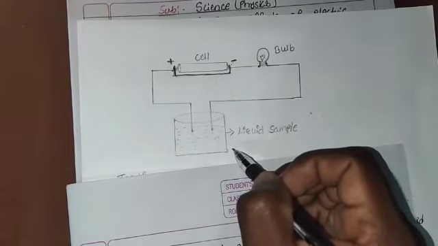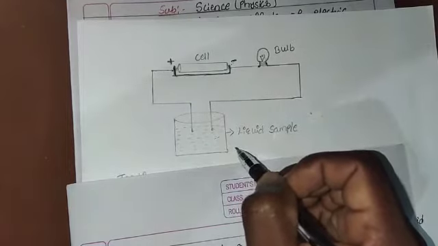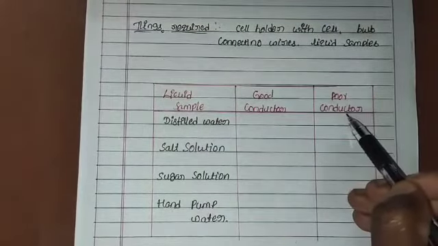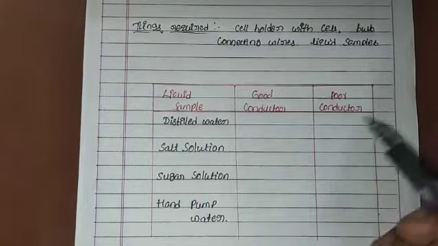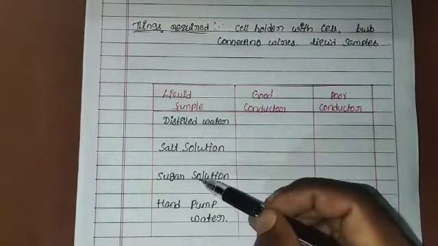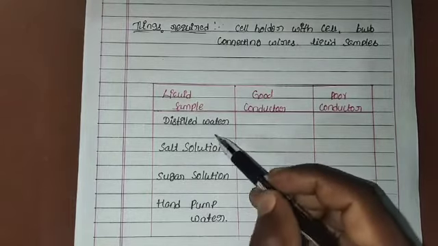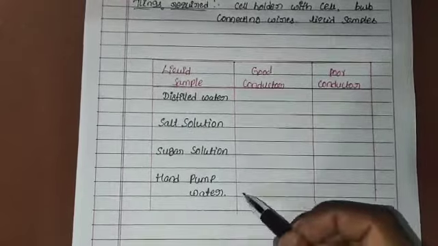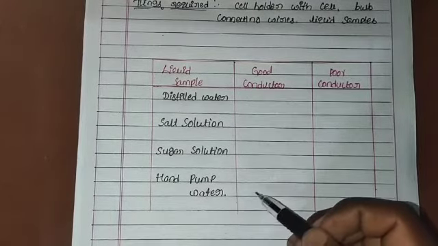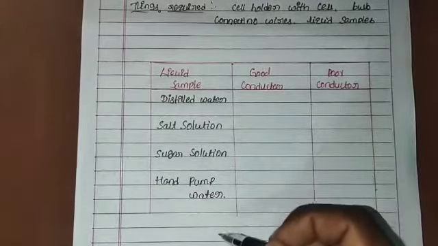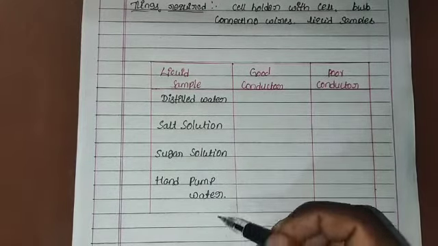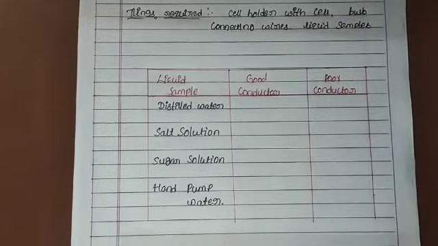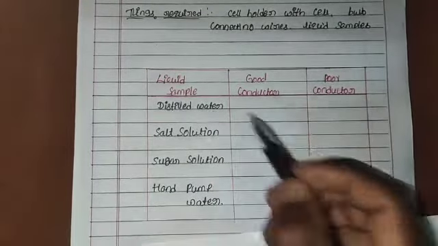And we have to make a column like this: the liquid sample, good conductor, and poor conductor, which means bad conductor. In liquid samples we take some liquids: distilled water, salt solution, sugar solution, or hand pump water, and other liquids like lime juice, etc. These are all the liquid samples we have to take and check whether they conduct electricity or not. At first we take the distilled water.